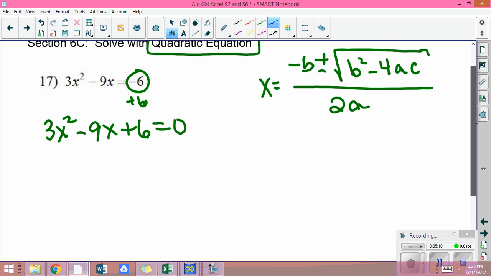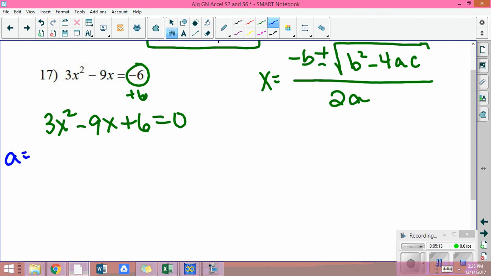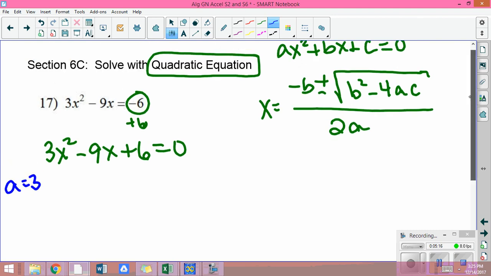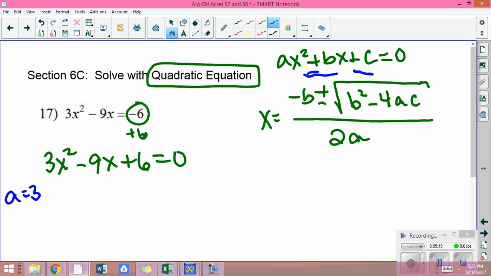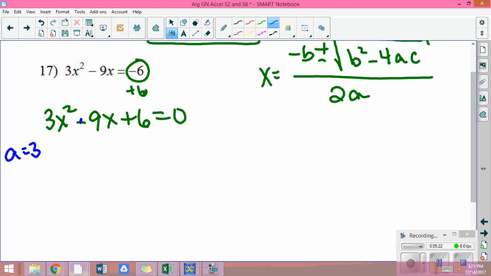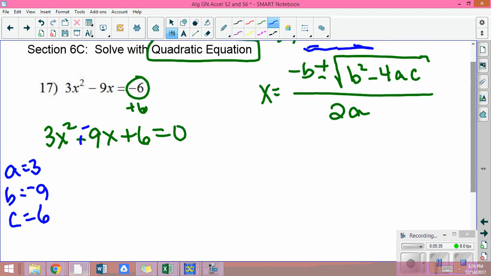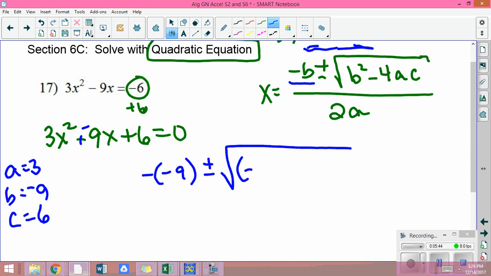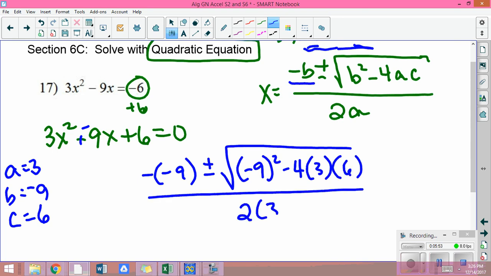I think it's helpful to identify off to the side. A is 3. Now notice it's plus signs up here. So if you want to go ahead and say plus a negative, just to make sure, B is negative 9 and C is 6. So now I'm going to fill in this formula. This is the opposite of B, not negative B, opposite of B. So I have the opposite of B plus or minus the square root of B squared minus 4 times A times C all over 2 times A.